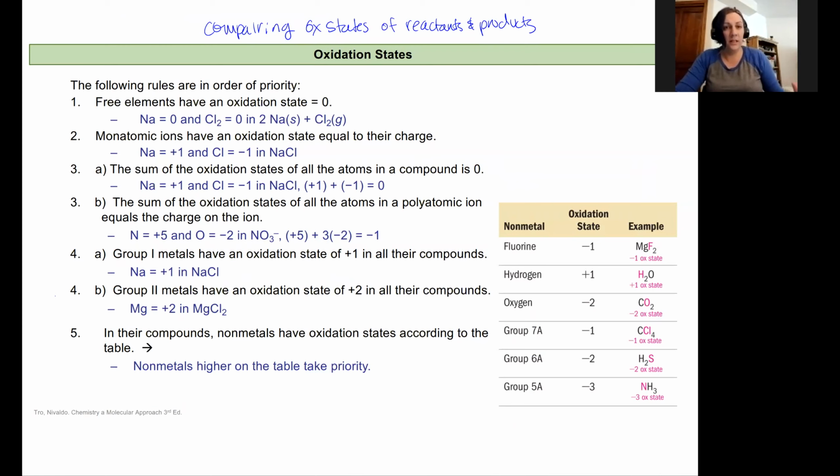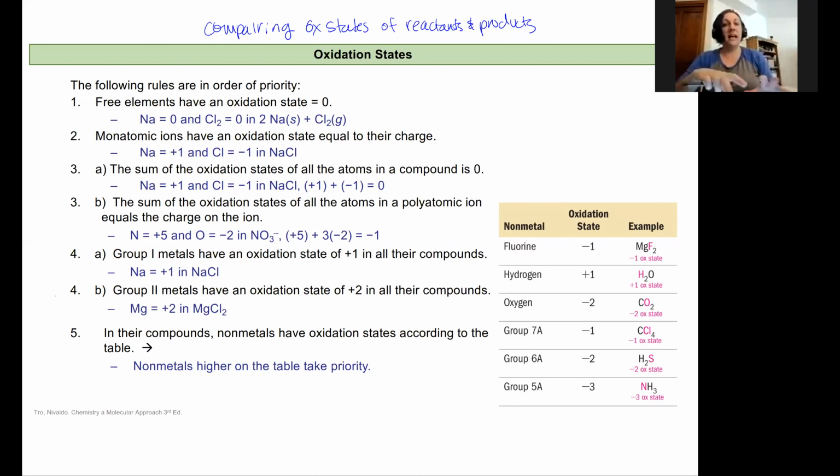So to determine if something is oxidized or reduced, we really need to compare their charges or their oxidation states if it doesn't have an overall charge, which is the same thing. So to know if something loses or gains electrons, we compare the oxidation state of the reactant to the product. And if the oxidation state gets more positive, then we know we've lost electrons. And if it gets more negative or if it gets less positive, we know we've gained electrons.